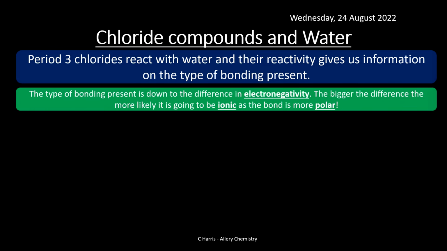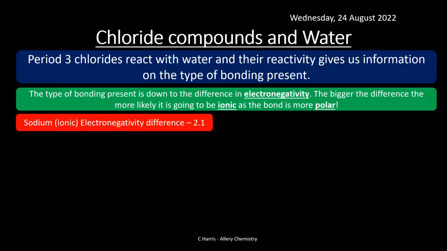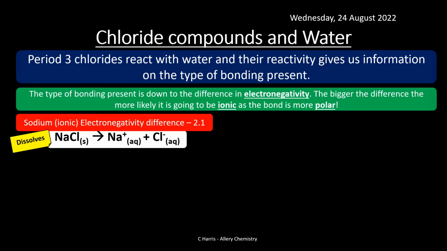So let's have a look at the series of reactions here. So sodium, which is ionic, has an electronegativity difference of 2.1, so that's the Pauling scale. So sodium chloride dissolves, basically. So if you add sodium chloride into water, then it will form sodium and chloride ions. Very soluble. It is definitely ionic.